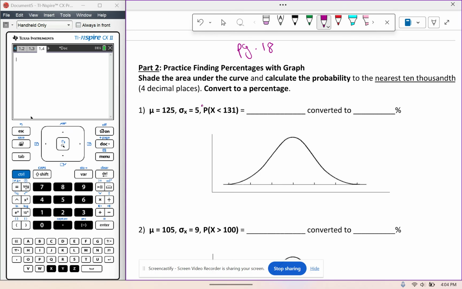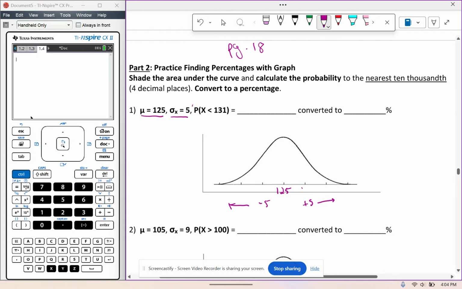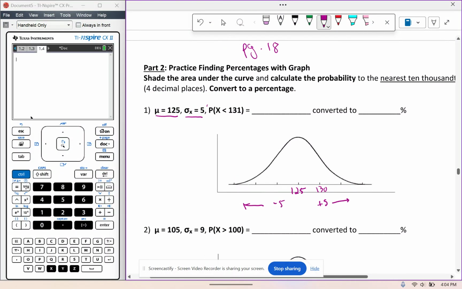Notice it says my mean is 125 and my standard deviation is 5. This is no longer a z-score. This is just values that we can find on a data set. So my mean goes in the middle, 125, and now I'm just going to add 5 going to the right and subtract 5 going to the left. You guys know how to do this, right? So I have 130, 135 and 140, and then this way I have 120, 115 and 110. You guys should all be pros at this.